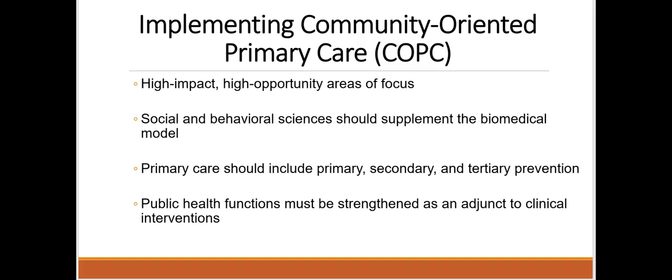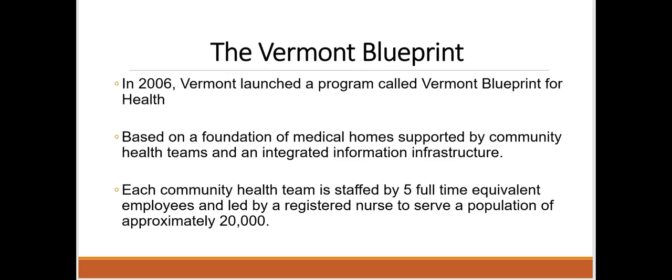Social and behavioral sciences should supplement the biomedical model. Primary care should include primary, secondary, and tertiary prevention, and public health functions must be strengthened. Now, the next slide covers the Vermont Blueprint, which has successfully integrated the two models I just covered. And community health teams are employed for individual care, coordination, health and wellness coaching, and behavioral health counseling.